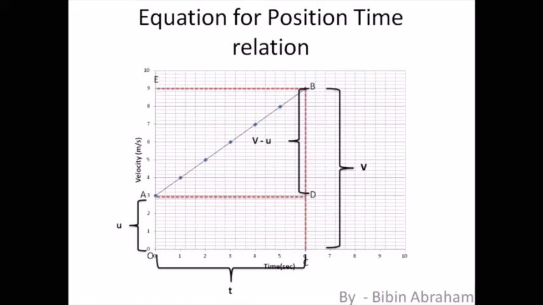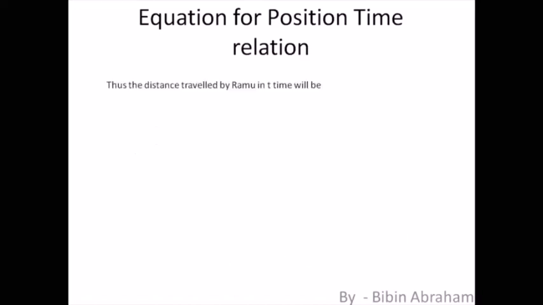And I will find out the area of rectangle ADCO. Area of rectangle will be, yes, length into breadth. Length will be your AO and breadth will be your OC, so U into T. Very simple. I hope this is clear, right? If that is clear, okay.